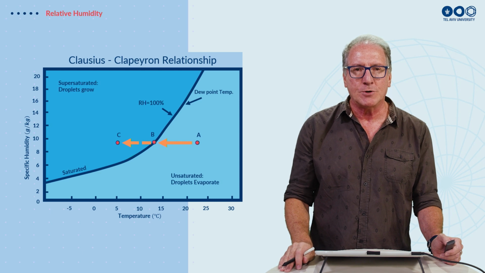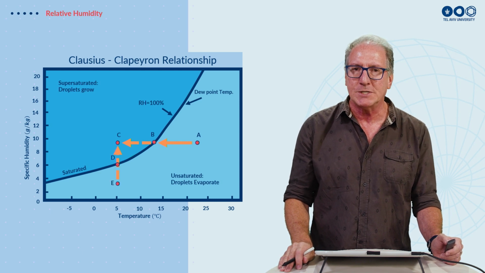Another way to grow and produce a cloud is to just add water vapor.